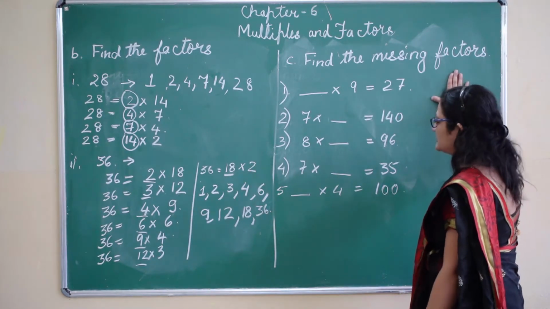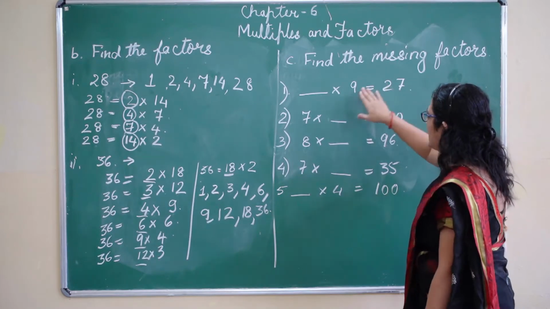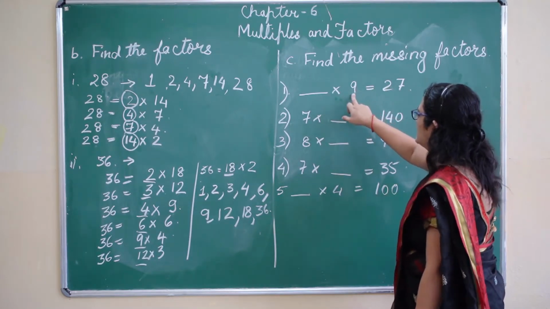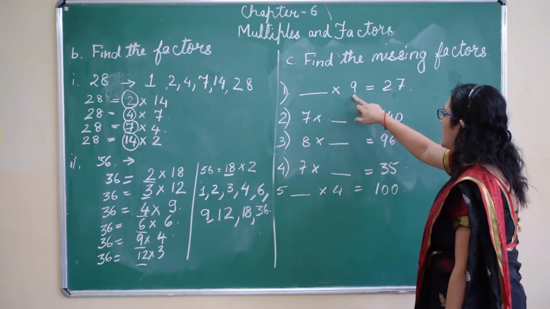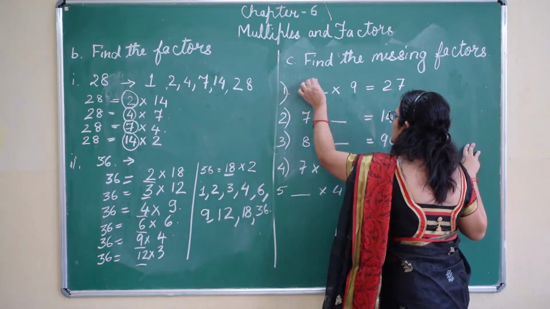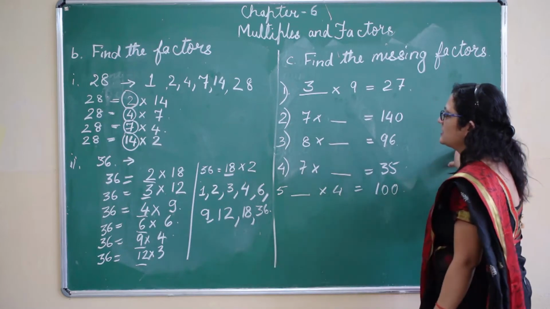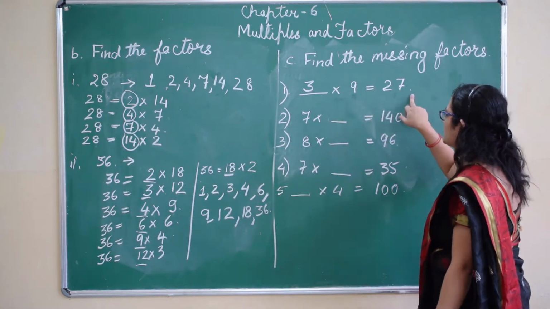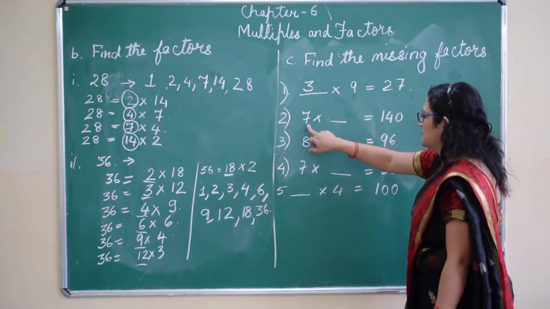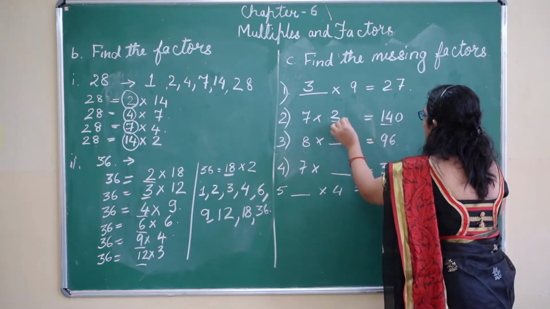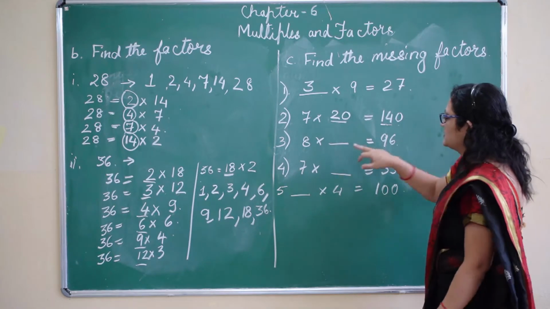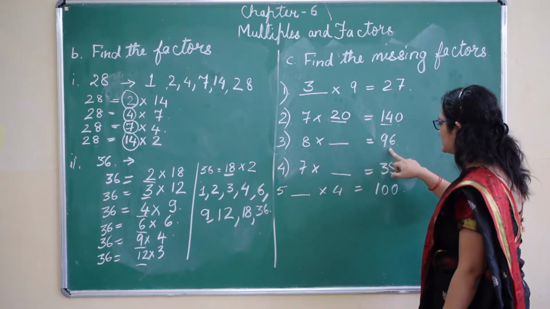Then let's see the next question. Find the missing factors. How to find? In the table of 9, when does 27 come? As you know, 9 3s are 27. So what will we write here? 3 9s are 27. In the table of 7, when does 14 come? 2 times. In the table of 8, when does 96 come?